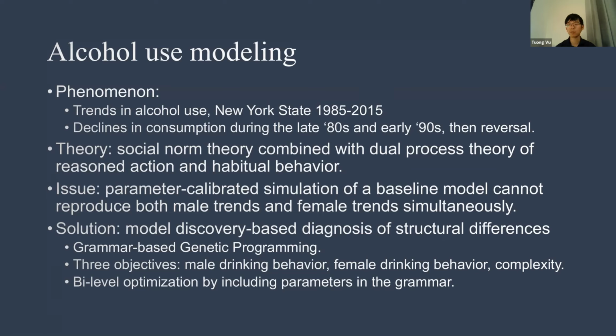So what we do is perform a model discovery by diagnosis of structural differences. The methodology we use is grammar-based genetic programming. We use the grammar to guide the search process. And we have 3 objectives. We try to replicate male and female drinking behavior by comparing simulated data to the real data. And also we try to minimize the complexity of the whole structure. If it's too complex, you cannot explain it.